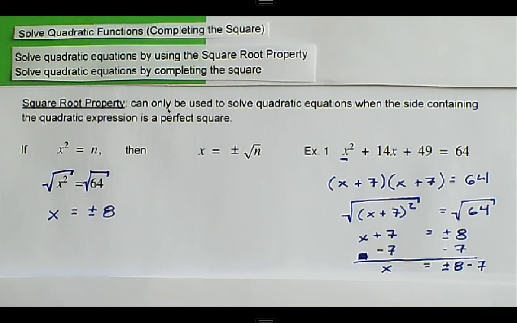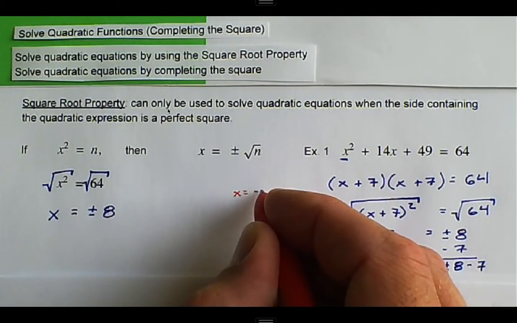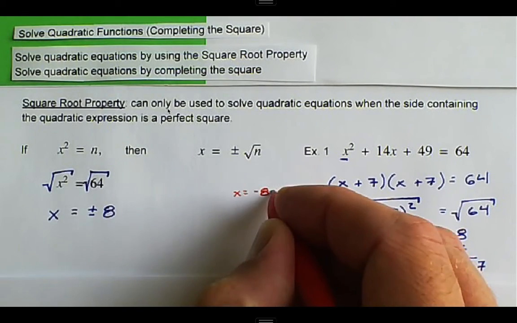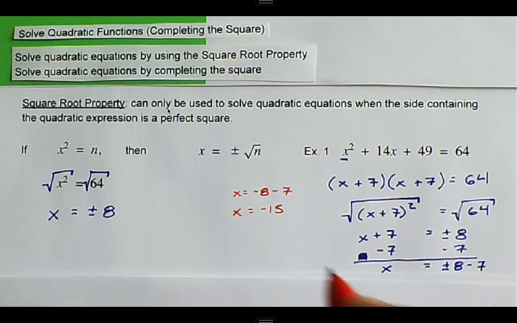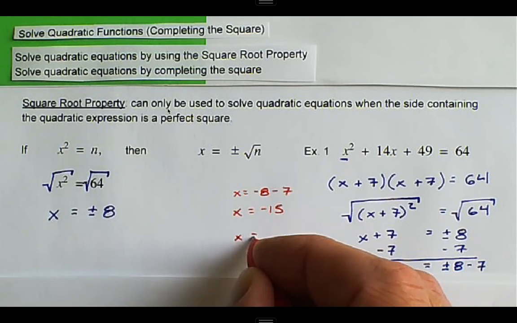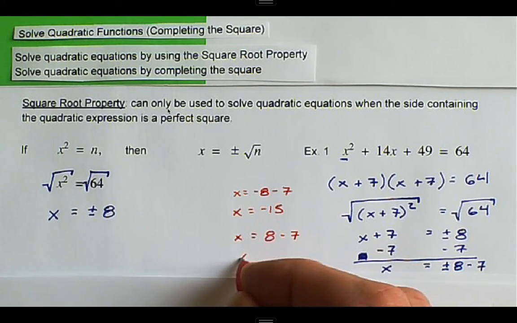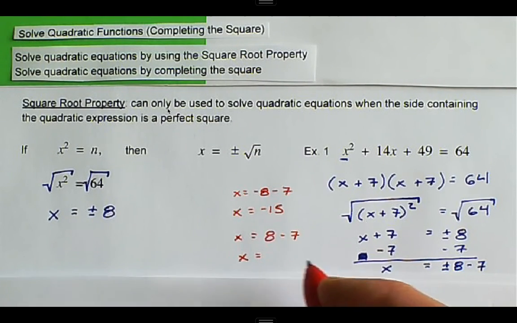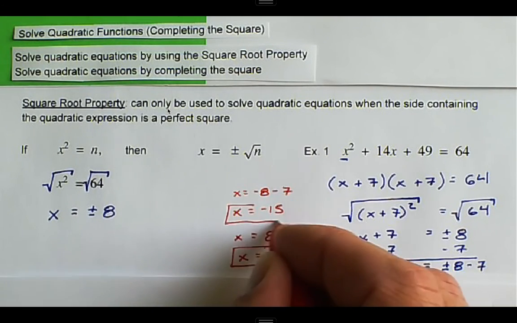So that ends up giving us two possible solutions. So we have to consider both plus 8 and minus 8. So x equals negative 8 minus 7, which in that case is going to be x equals negative 15. And the other solution possibly could be a positive 8. So x equals positive 8, still minus 7. So then we get x is equal to positive 1. So in this case, we get two solutions.